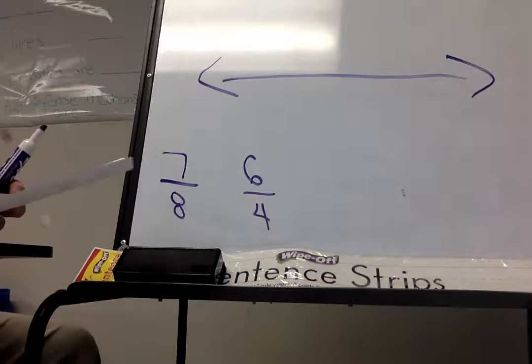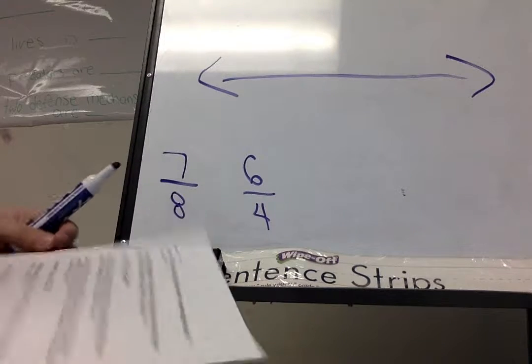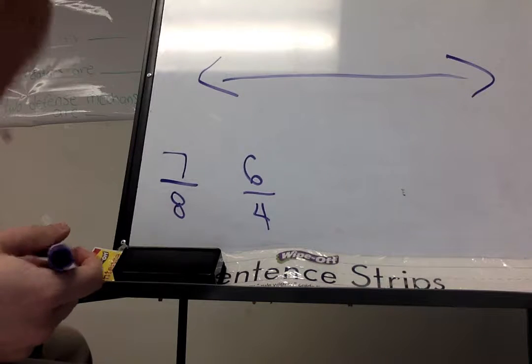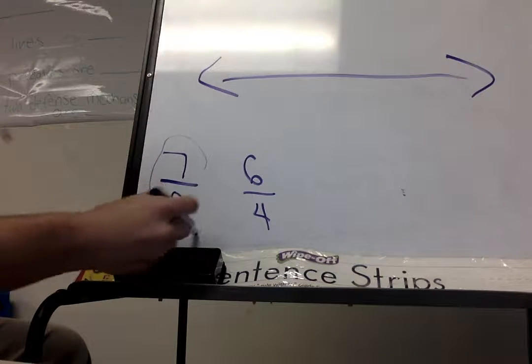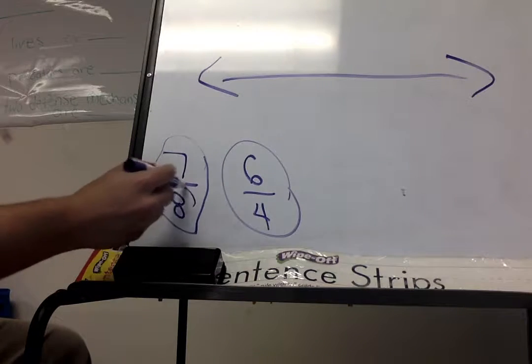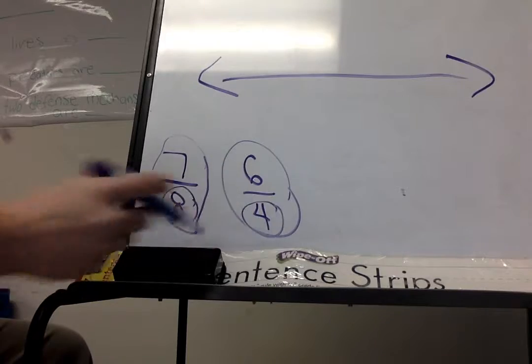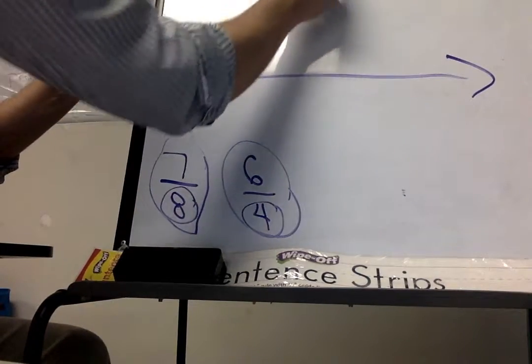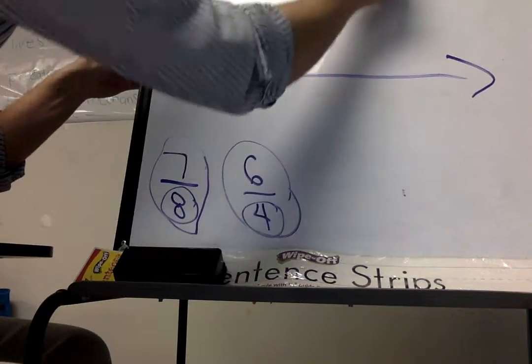So our learning target for today is: I can reason using benchmark numbers to compare fractions on the number line. Before I do that, I'm going to notice my two fractions are 7/8 and 6/4. I'm noticing that both of my denominators are even, so I'm going to have a very clear half benchmark, right? My benchmark numbers are 0, 1/2, and 1 whole.